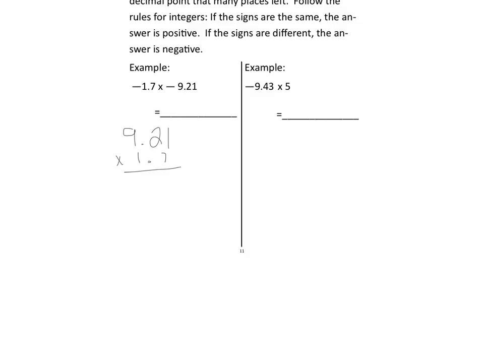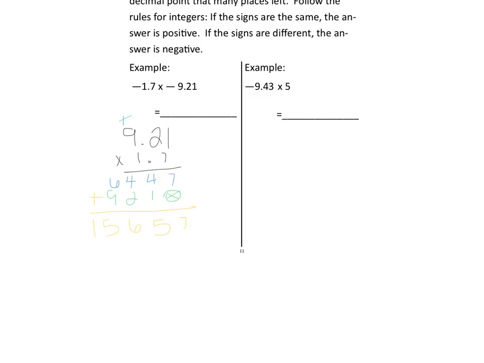So 7 times 1 is 7, 7 times 2 is 14, carry the 1, 7 times 9 is 63, plus 1 is 64. 0 placeholder. 1 times 1 is 1, 1 times 2 is 2, 1 times 9 is 9. Add. 7 plus 0 is 7, 4 plus 1 is 5, 4 plus 2 is 6, 6 plus 9 is 15.